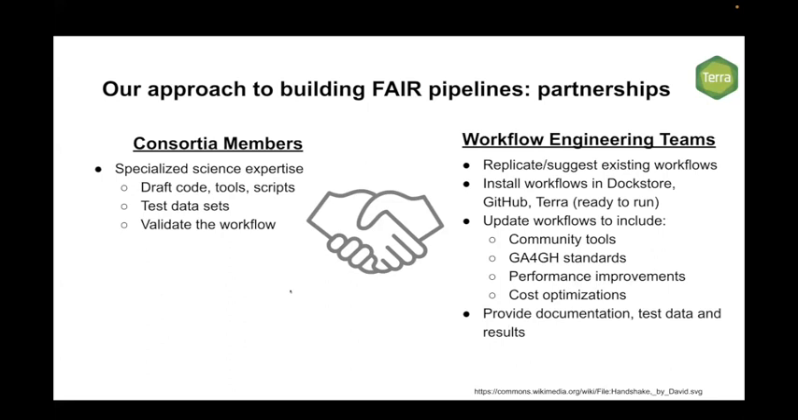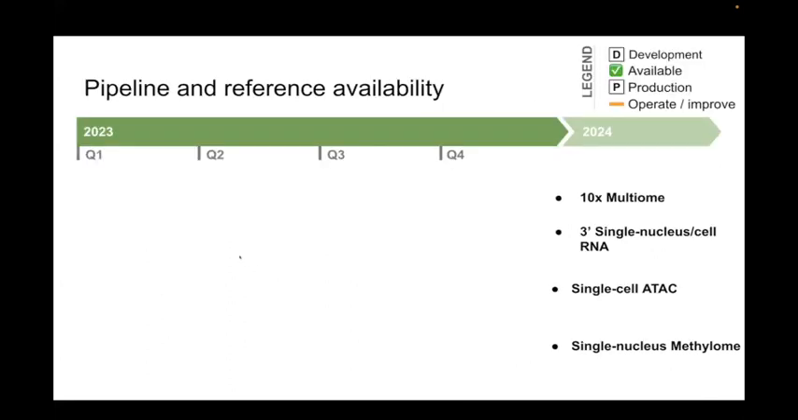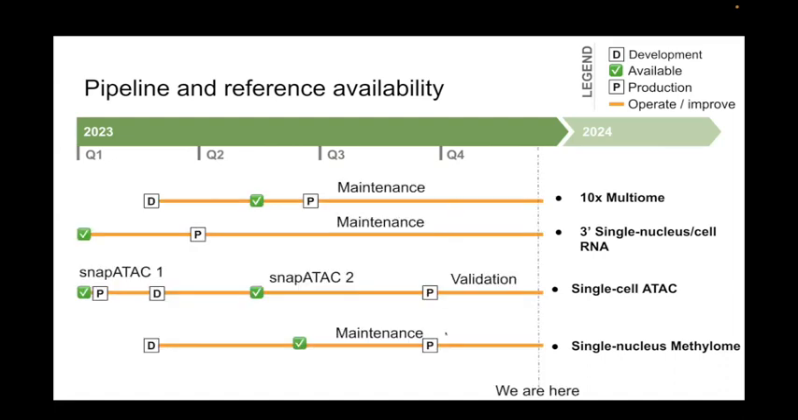Let's take a look at the upcoming and available pipelines. What you see here is a timeline in green at the top, and we have the list of pipelines on the right. We have the multi-omic, the single cell RNA, single cell ATAC, and single nucleus methylome. We notice that all these pipelines are available to use in the cloud today, and we are working on improving the performance and optimizing all these pipelines. Let's more specifically look at the multi-omic pipeline.